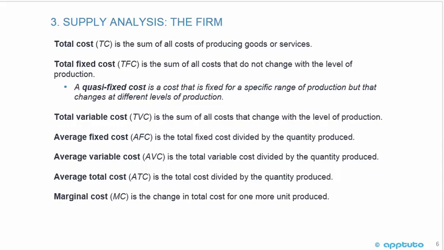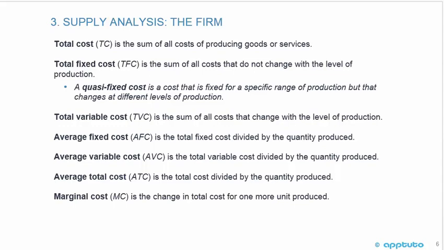Okay? Total variable cost is the sum of all costs that change with the level of production. So variable costs change with the level of production. That would be something like labels. Labels are a variable cost. The more bottles we produce, the more labels we need to put on. So labels are a variable cost, as are the bottles.